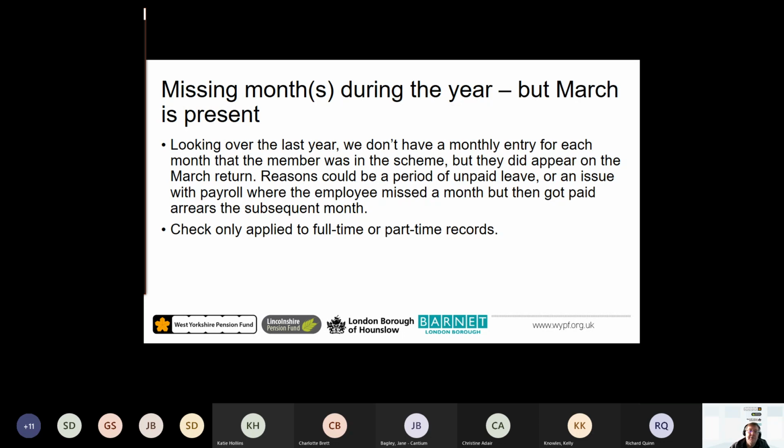If there's a missing month during the year, but March is present, we will want confirmation as to why that period is missing. Reasons could be a period of unpaid leave, or an issue with payroll where the employee missed a month but then got paid arrears a subsequent month, something like that. Casuals are special, as they may work from one month to the next, may not work for 6 months, then work for 6, who knows? We only check most of this information for full or part-time records, because with casuals, who knows what's going to happen?